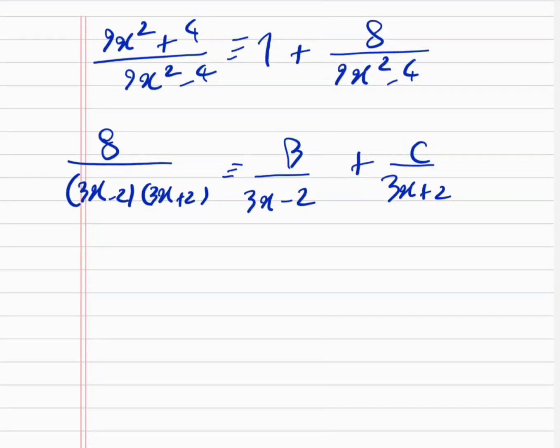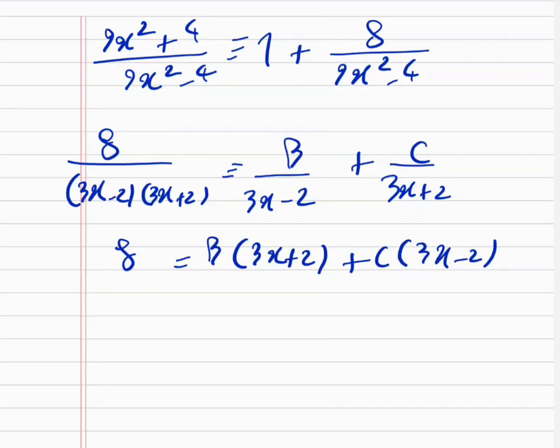Now we multiply both sides by the denominator of the fraction on the left hand side, and we'll have 8 is equal to b times 3x plus 2 plus c times 3x minus 2. At this point we can set values of x such that one of the brackets is equal to 0, and then solve. So first, let x be equal to minus 2 over 3. Then the left hand side is just 8, and the right hand side is minus 4c, which means c is equal to minus 2.